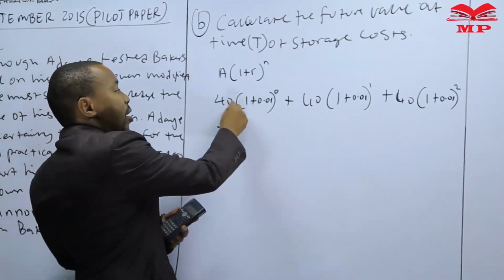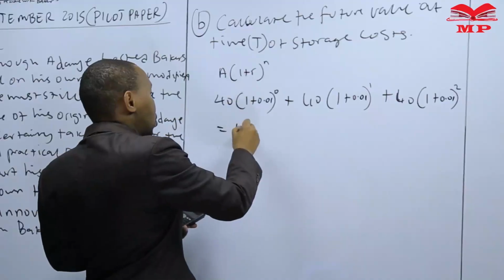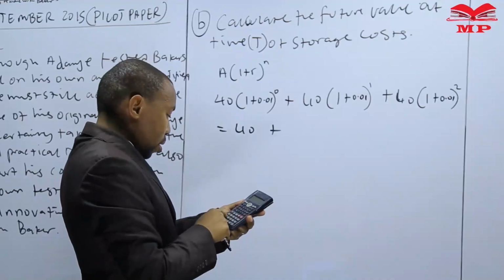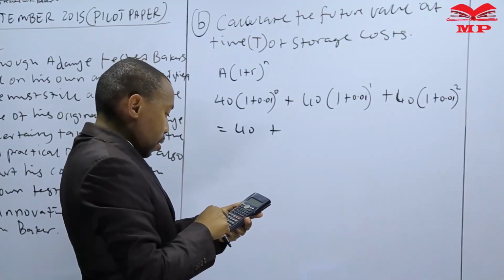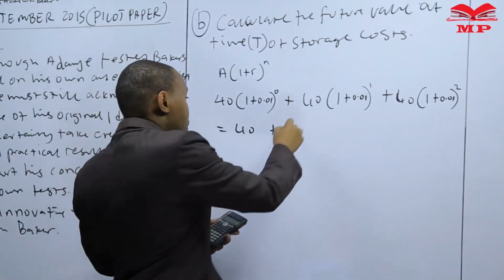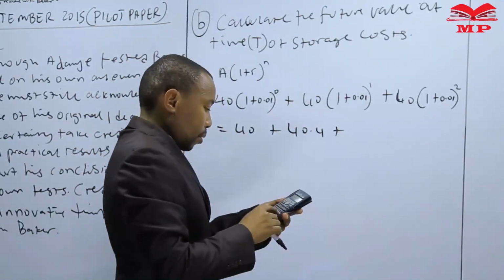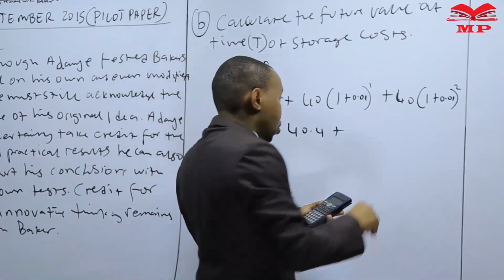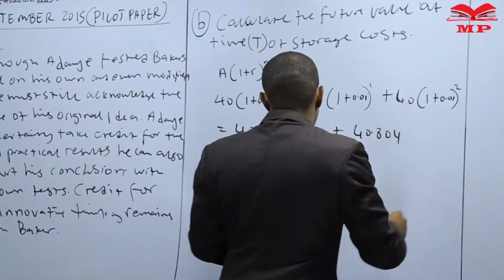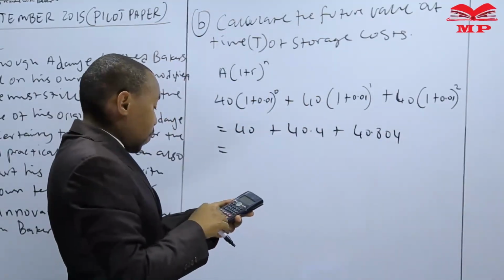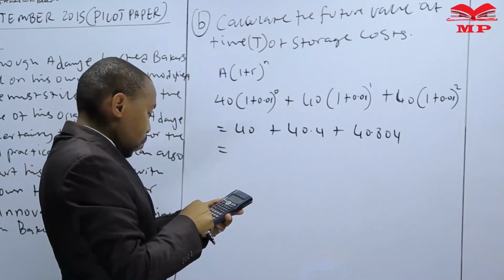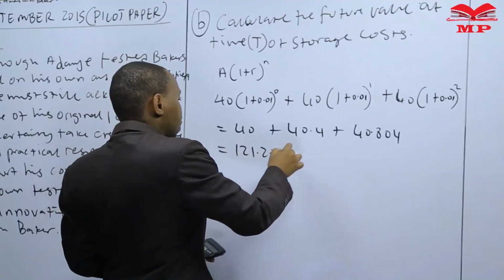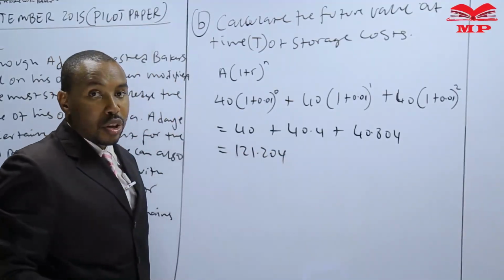Any number power 0 is just that number itself. So this is 40 plus 40 multiplied by 1.01 power 1, which is 40.4, plus 1.01 squared, which gives 40.804. That plus 40.4 plus 40, we have 121.204. That is the total storage cost.